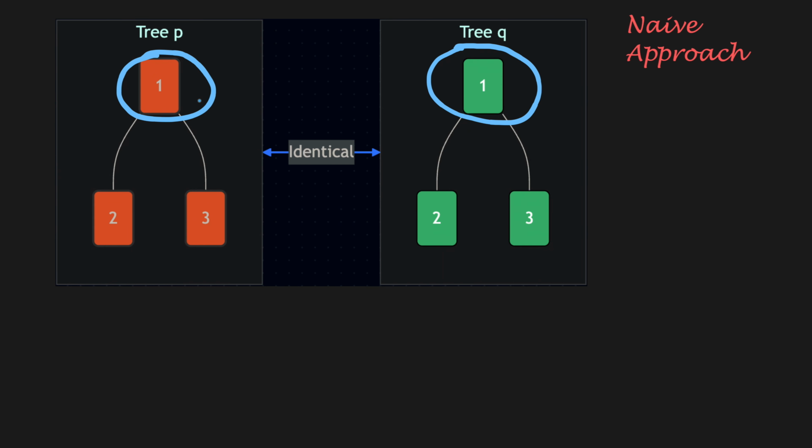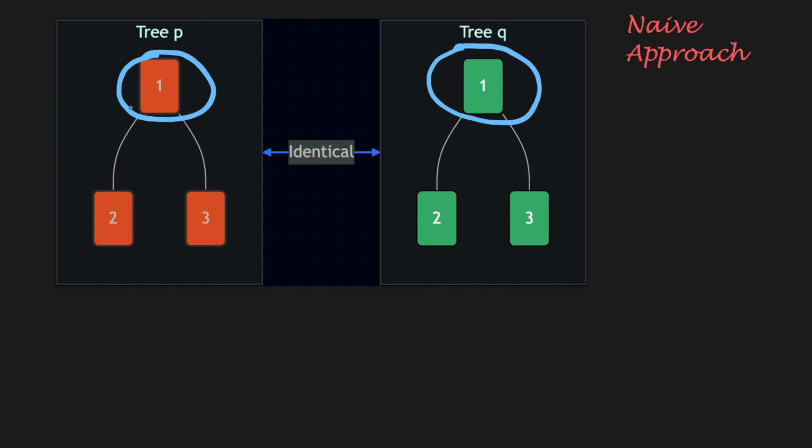And here the roots are equal because both of them have value equal to 1. So they match. And this seems like a necessary first step because if they didn't match, we could stop here right away and say that the trees are not identical and return false. However, here, since the roots are good, we can't stop yet. We also have to ensure that their entire subtrees match.